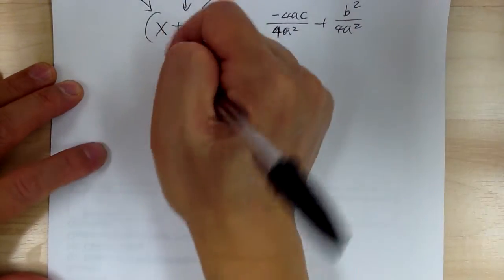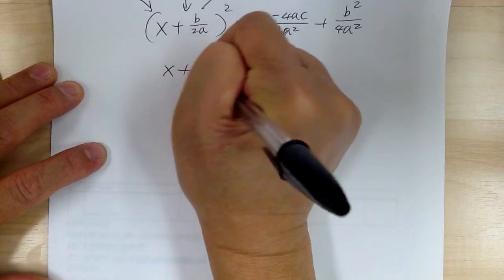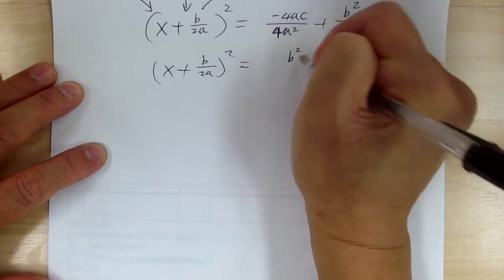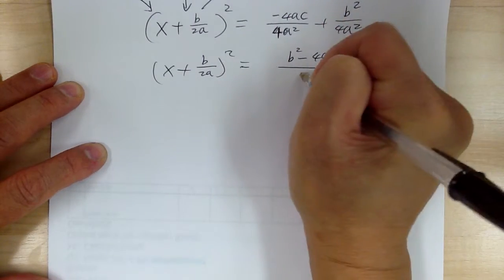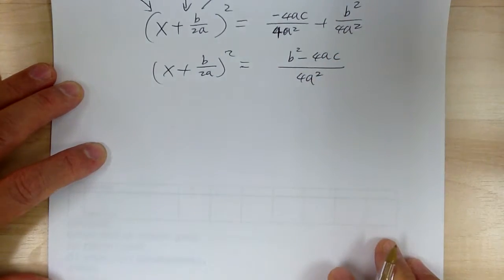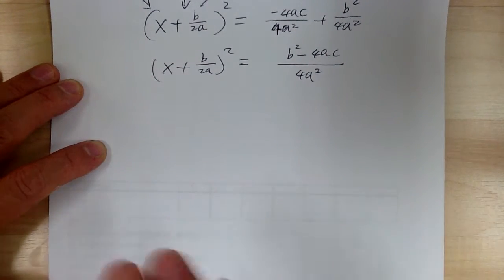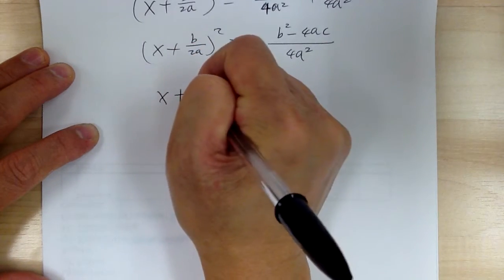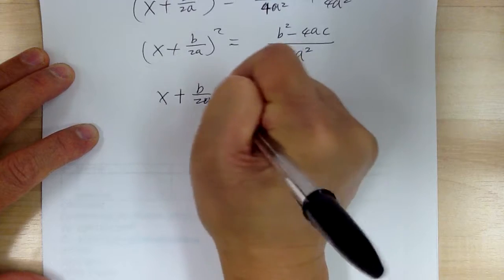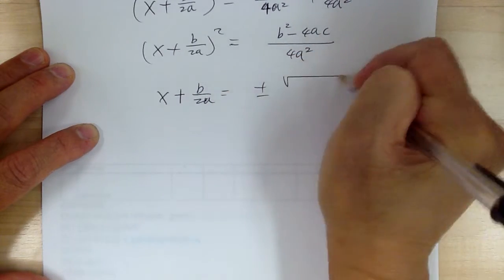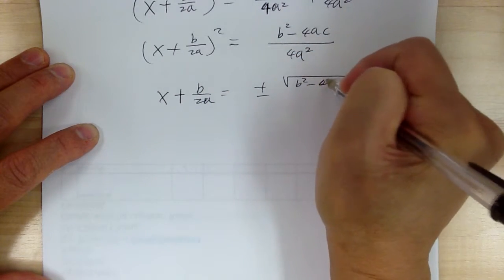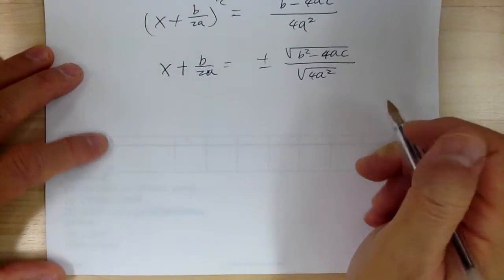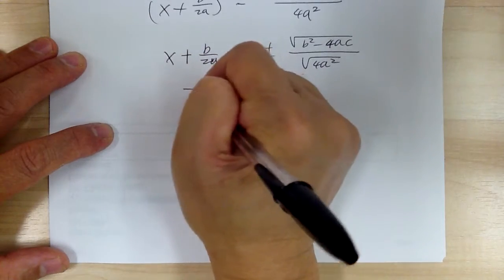I'm going to switch things a little bit, because it looks kind of awkward. So I'm going to switch the terms. So I'm going to have b squared minus 4ac over 4a squared. My next step is I'm going to take the square root. So when I take the square root, I get x plus b over 2a equal to plus or minus the square root of b squared minus 4ac over the square root of 4a squared. Then I'm going to minus the b over 2a.